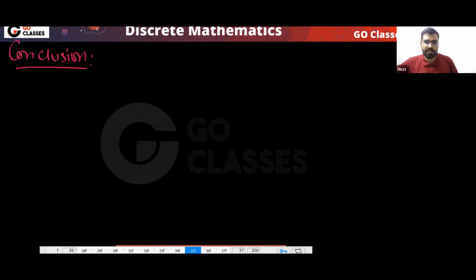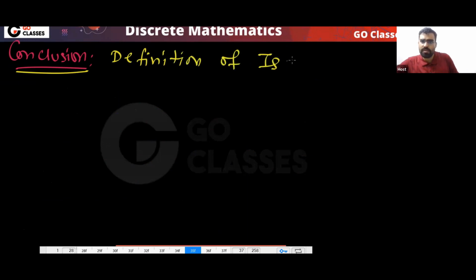We will not apply this definition, let me tell you. Can you notice, it will take a lot of time if you apply this definition to check isomorphism. So this is the conclusion of the definition of isomorphism. What is the definition of isomorphism?